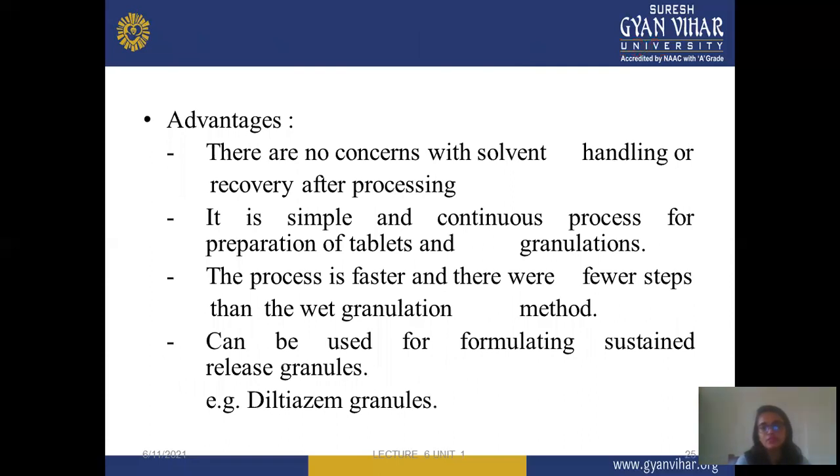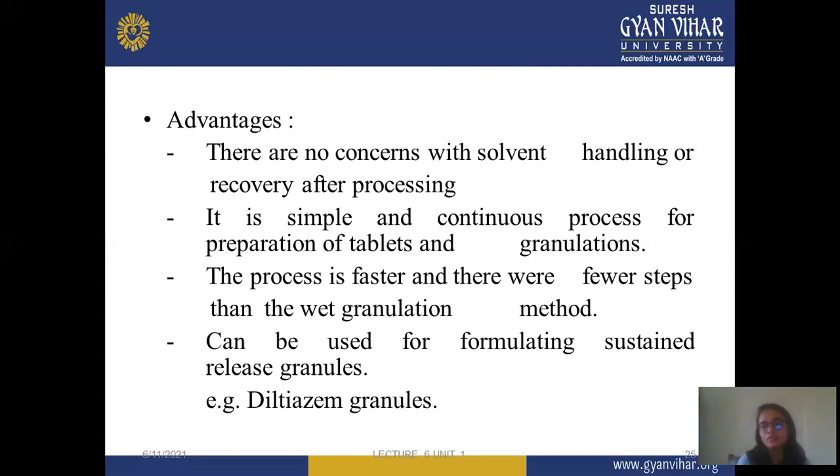Next are the advantages of this technique. In this technique, there is no concern with solvent handling and recovery after processing, and it is a simple continuous process for preparation of tablets and granulation. The process is faster, there are fewer steps than the wet granulation method, and it can be used for formulating sustained release granules. This method is mainly used for the formulation of solid dosage forms, tablets or granules, and mainly for sustained release granules.